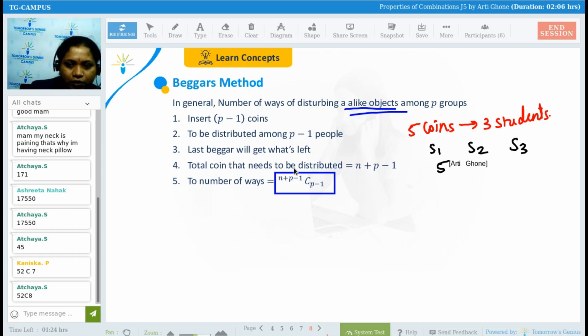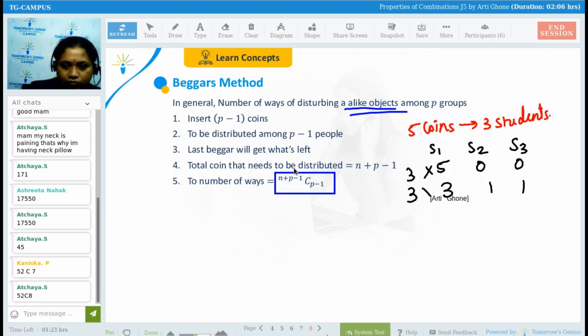Either the first one takes 5 and the remaining 2 get 0, multiplied by 3. Such 3 cases will arise. How? Because either I can give everything to S1 and the remaining get 0, or I can give everything to S2 and the remaining get 0, or I can give to S3 and the remaining get 0. These are 3 cases with 500. Clear? What are other possibilities?